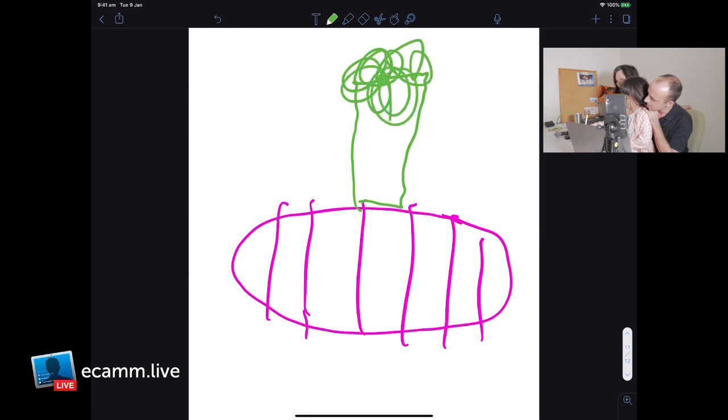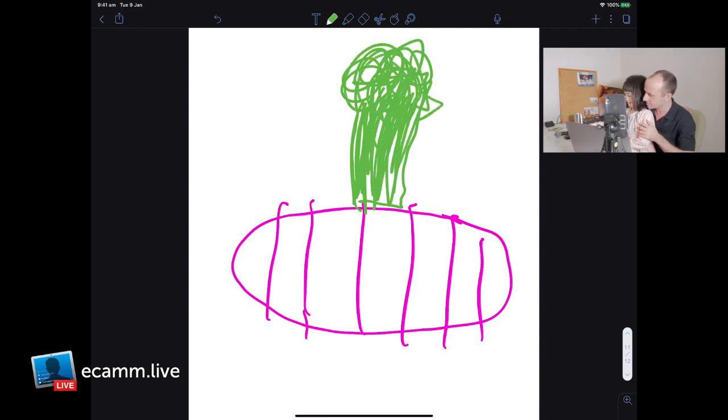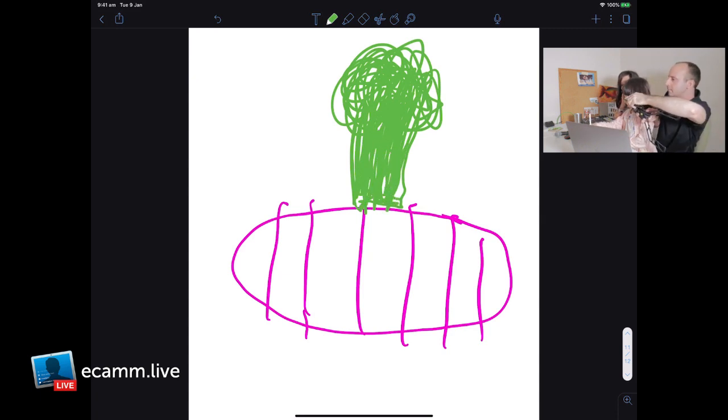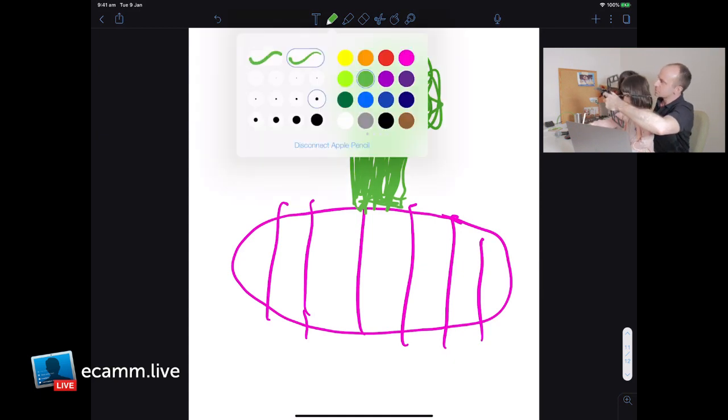Is it a sweet potato? Is it a sweet potato with broccoli on top of it? No. What food is that? Now, you guys can't see this. Go on, Lil, keep going. No, it's not a potato. Well, it doesn't look like a pink potato, though. Radish. Yes.